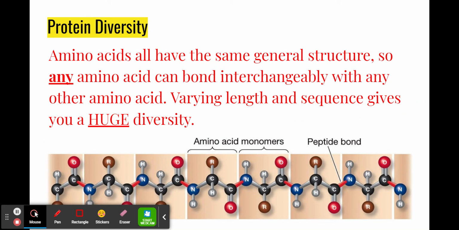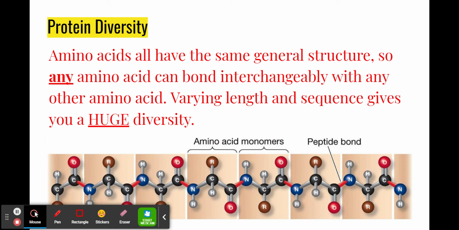Now, it asks you guys to talk a little bit about how we get such massive diversity in our proteins. So this one's a little bit of a longer riff, but I think it'll connect some big ideas for you guys. So amino acids, because we have that carboxyl group, we've got the amino group, and then we just have that variable side chain, they all have the same basic structure.